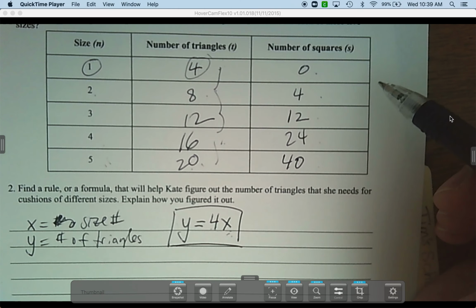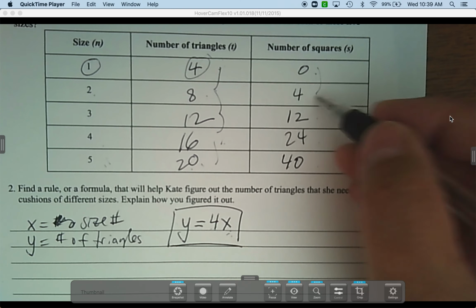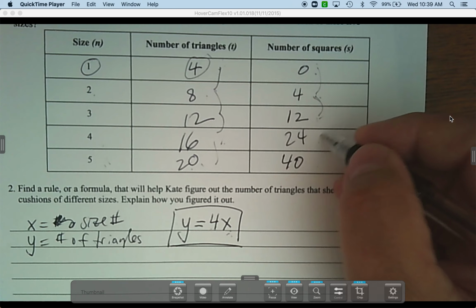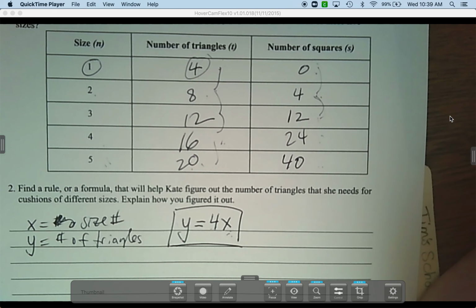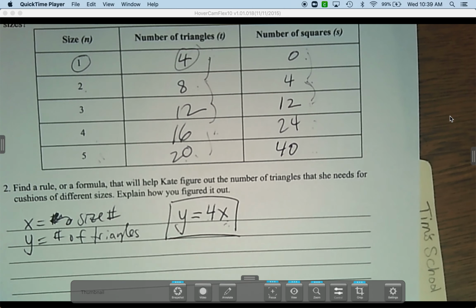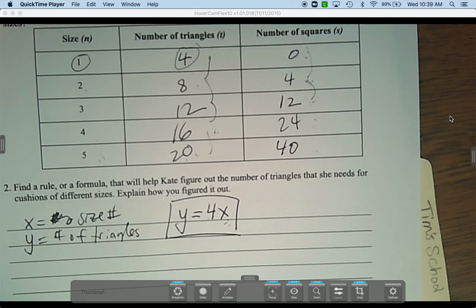So part of the challenge is, is this increasing by a constant amount? So it increases by 4, then 8, then 12, then 16. It is not. So therefore, it is not linear. So what could it be? Well, we're going to let Desmos help us out a little bit. So can you go to Desmos with me?